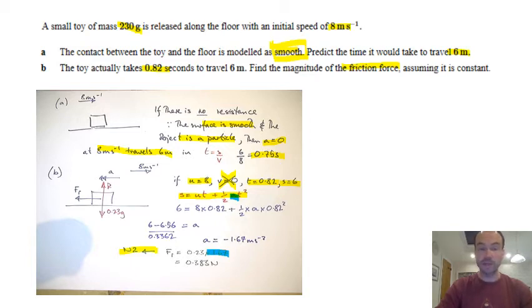So in this case, we've got s, we've got u, we've got t, we want a. s equals ut plus half a t squared. Put all the numbers in, rearrange, and you get an acceleration of minus 1.67. If we apply Newton's second law to the left, so the acceleration and the frictional force are in the same direction, we can treat them both as positive, and we get a frictional force of 0.383 newtons.